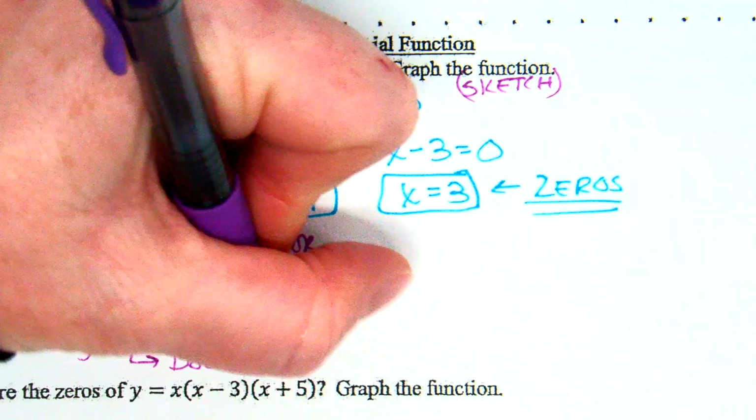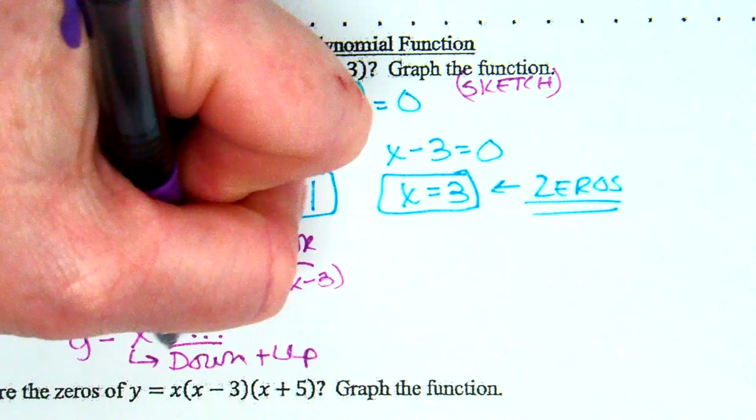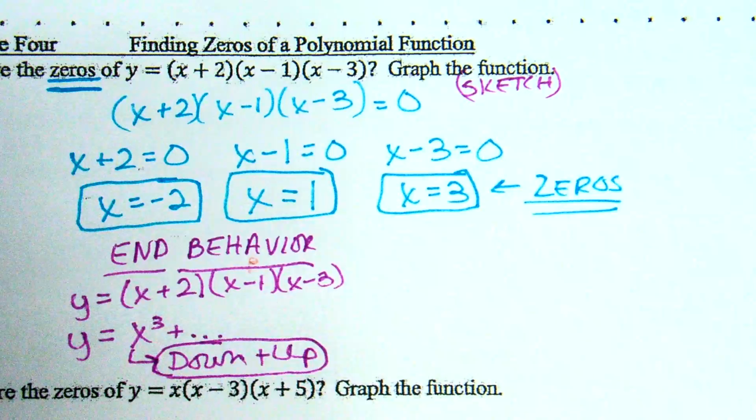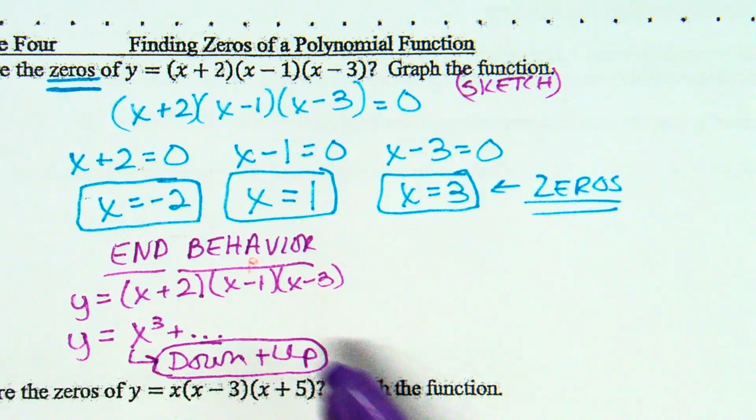Okay. So down up means on the left-hand side, the farther left we go, my graph is going to start down in the left bottom corner. The farther right we go, my graph is going to end up, because as we go right, my graph is going up.